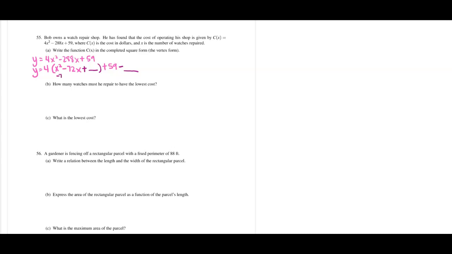So we're doing negative 72 divided by 2. That's going to be 36. And I'm not going to give you this big of numbers on the test. These are kind of crazy. So 36, and then we have to square 36. It's going to give us 1,296.